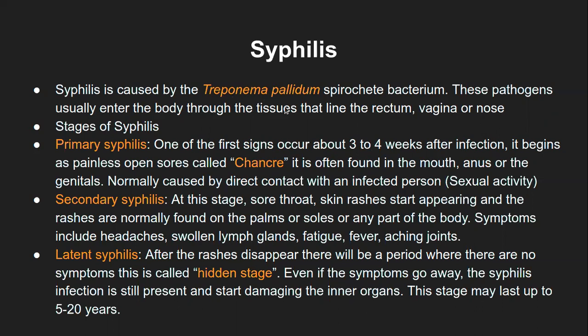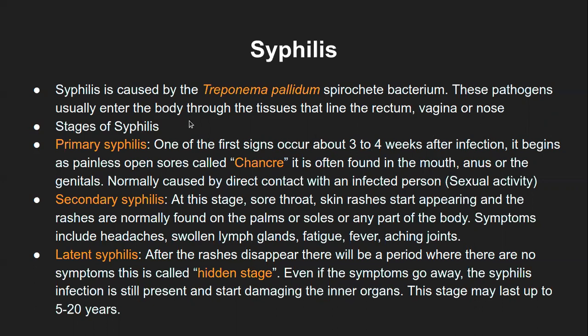Treponema pallidum. Now, these pathogens usually enter the body through the tissues that line the rectum, that is around the anus, or the vagina or nose. Through these tissues, which are more external openings of the body, that's where they enter. And again, the means of transmission is sexual. So obviously, you would wonder how they reach these parts.